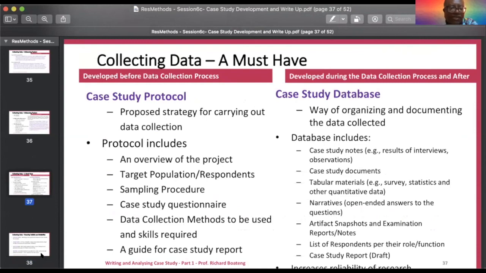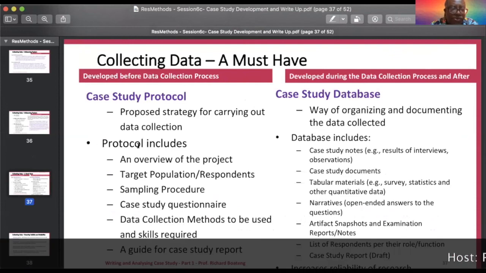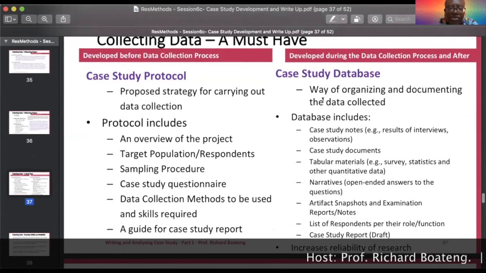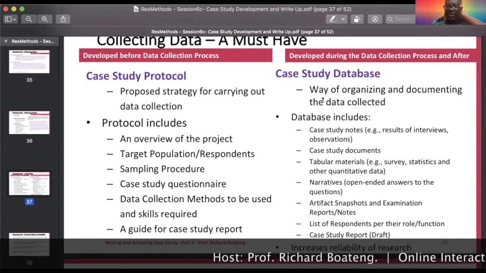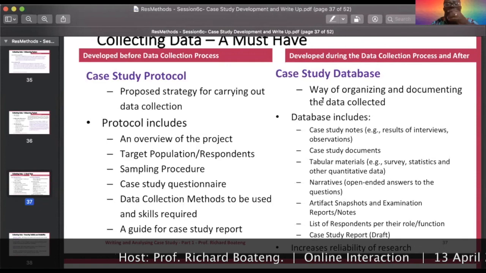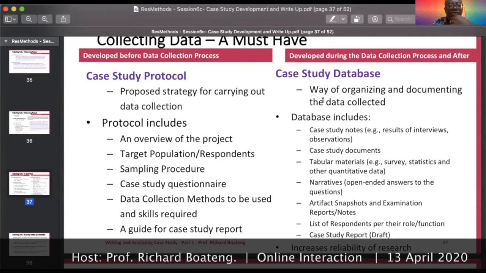But what I want to emphasize here is that whenever you are doing a case study, start with your case study protocol. And whilst you're collecting your data, start developing your case study database, which is developed during the data collection process and after. So by the time you finish, you can put things together and then submit your case study.